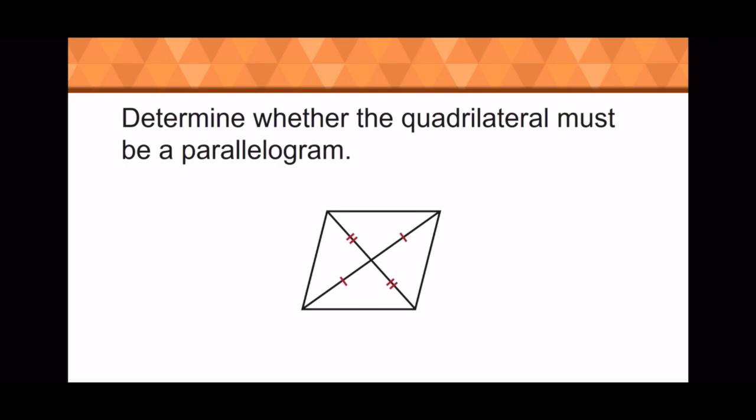Here's the second one. This quadrilateral has some congruent segments marked. Is it a parallelogram? And this time, the answer is yes, because those two diagonals bisect each other, and our last theorem applies here.